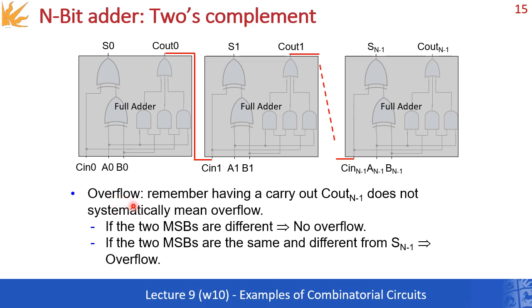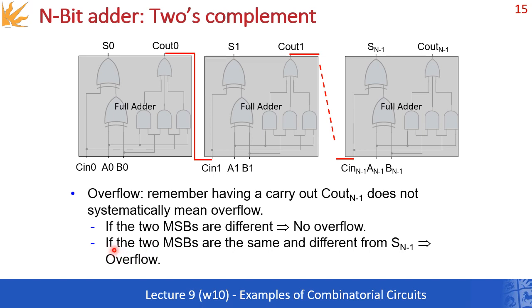Regarding overflows, remember that with 2's complement, having a carry out does not systematically mean that you have an overflow. In fact, remember that with 2's complement, if the most significant bit of a number is 1, this means that it's a negative number. If it's a 0, this means that it's a positive number. And overflows can happen only if you're adding numbers with the same sign. Therefore, if the most significant bit of the first number you're adding and the most significant bit of the second number you're adding are different, then there is definitely no overflow, even if the carryout is 1.